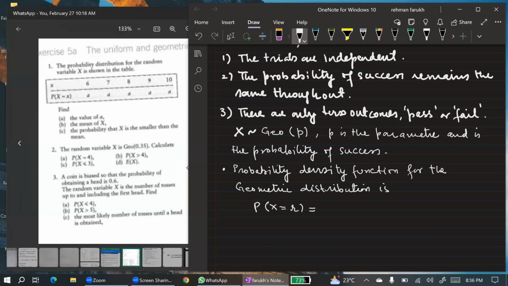We want to find out the probability of X equal to r. It means we will perform the experiment in the geometric distribution until the first success is obtained. X equal to r means at the rth experiment the first success is obtained. And what about the previous r minus 1 experiments? What is the result for the previous r minus 1 experiments?